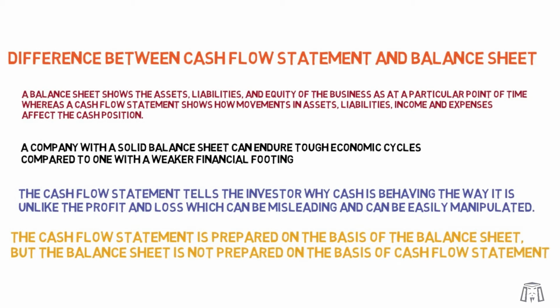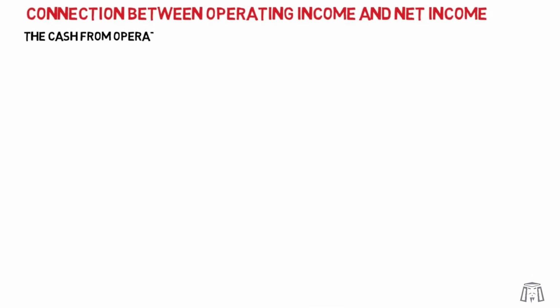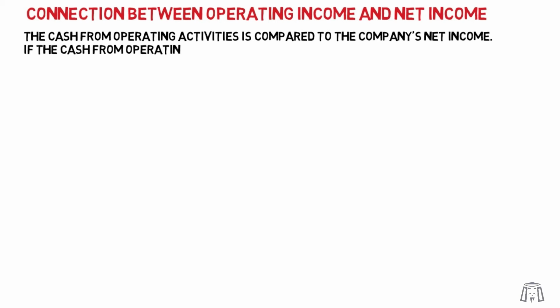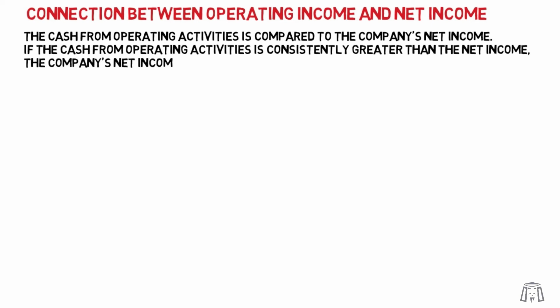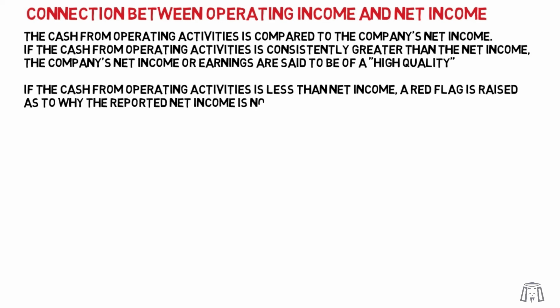But it's not over. We are trying to understand and answer all the questions here. What is the connection between operating income and net income? The cash from operating activities is compared to the company's net income. If the cash from operating activities is consistently greater than net income, the company's net income or earnings are said to be of high quality. If the cash from operating activities is less than net income, a red flag is raised as to why the reported net income is not turning into cash. So you need to have positive operating activities here.